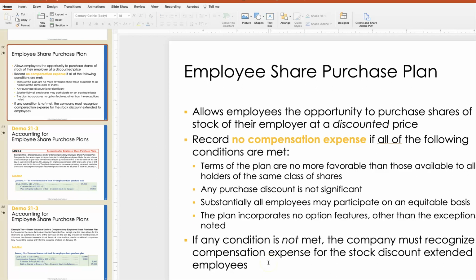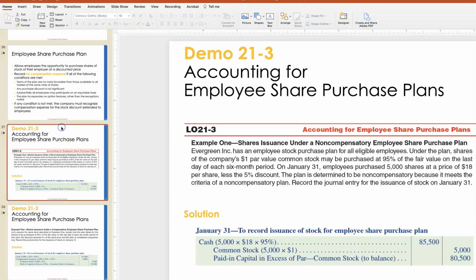You'll see large companies do this. I remember at a company I worked for, the CEO gave everybody a very small employee share purchase plan discount because he wanted everybody to be able to sit for a refrigerator. It was just something really odd. My husband works at IBM. He can buy stock at a slightly discounted price. So again, no compensation expense. Let's look at an example. So we call those non-compensatory, right?